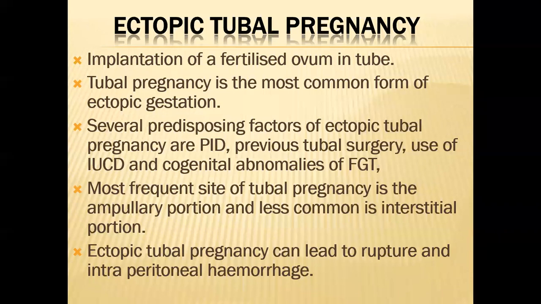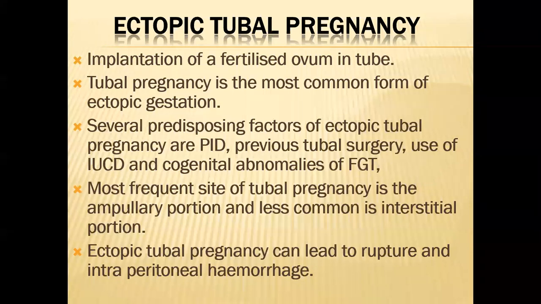When there is any unfavorable condition for a fertilized ovum for implantation, then it implants at any other site in the female genital tract or any other site outside the genital tract. The atmosphere is not favorable due to infection, due to surgery, due to the presence of IUCD, due to anomalies of the female genital tract. This fertilized ovum can implant at another site, and this is called ectopic pregnancy.